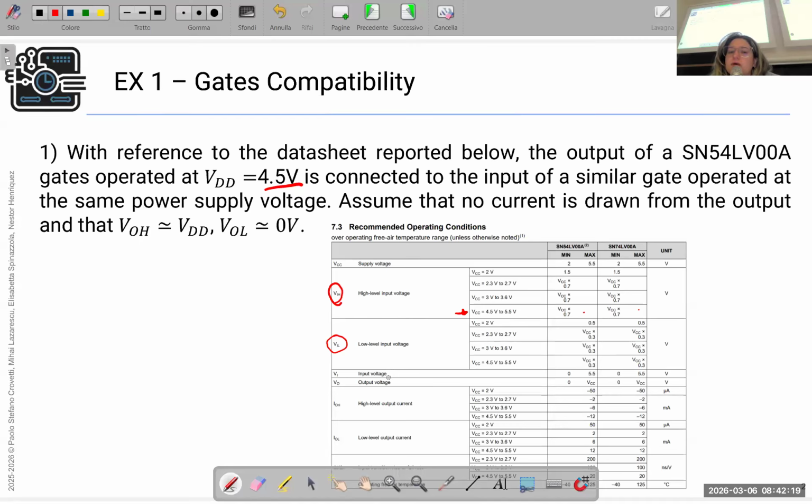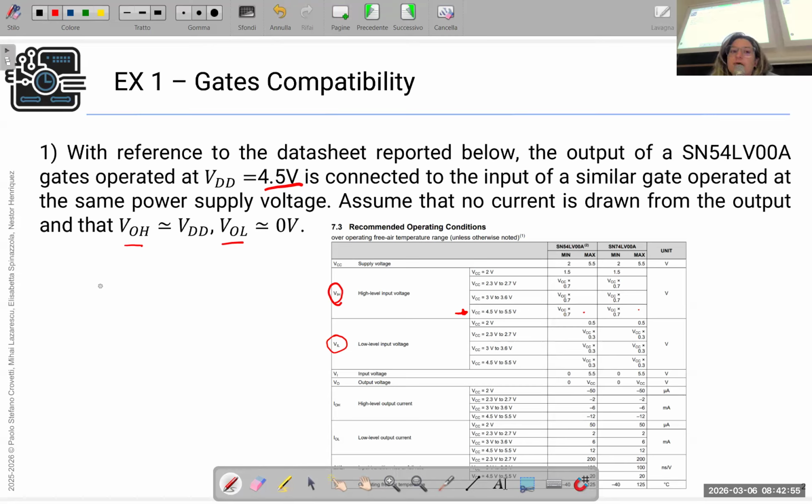I suppose that in the lessons you should have seen the meaning of voltage output high and voltage output low. Am I right? During the lesson, it has been explained what VOH and VOL are. Can you tell me yes or no? It's been seen? Okay, perfect.